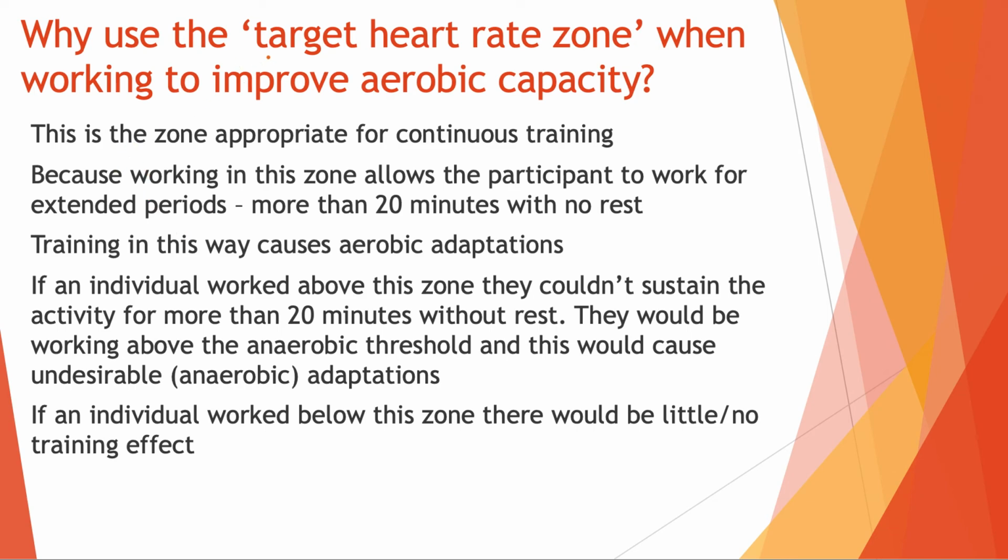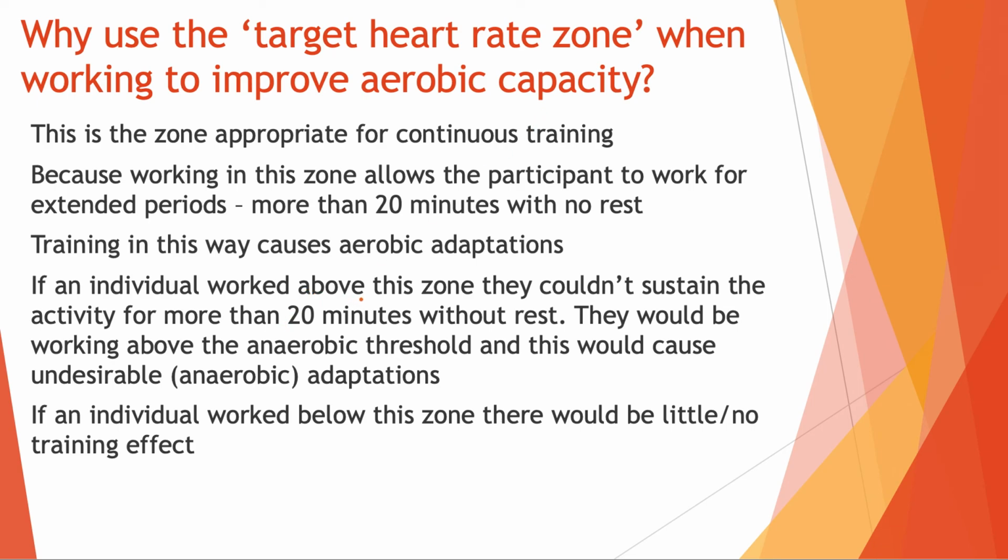So the target heart rate zone is the appropriate zone for continuous training because it allows the person to work at the correct intensity. Working in this zone allows the participant to work for extended periods, for more than 20 minutes with no rest, which is what continuous training asks us to do. Training in this way causes the aerobic adaptations that we're looking for if we're looking to improve aerobic capacity.